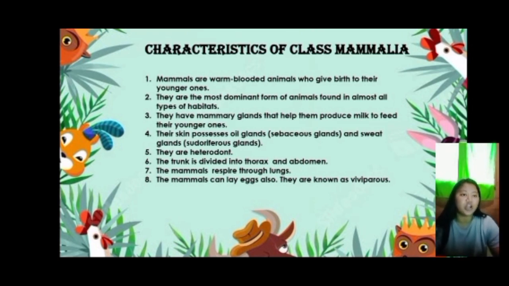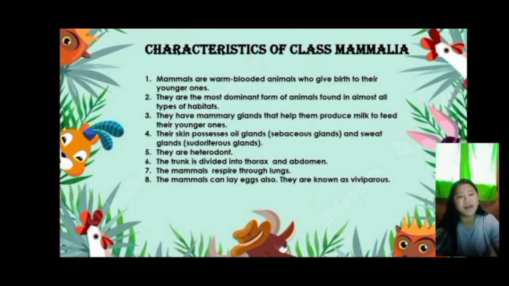Their skin possess oil glands which are called sebaceous glands, and sweat glands called sudoriferous glands. They are heterodont. The trunk is divided into thorax and abdomen. Ang ila, 'di ba, ang class reptiles kay nabahin siya ang iya part sa lawas kay bahin kaupat amitong may trunk. Tas ining sa class mammalia, ang iya trunk nabahin pagid kaduha. Ang tawag kay thorax and abdomen.